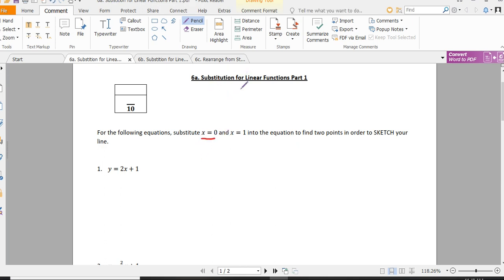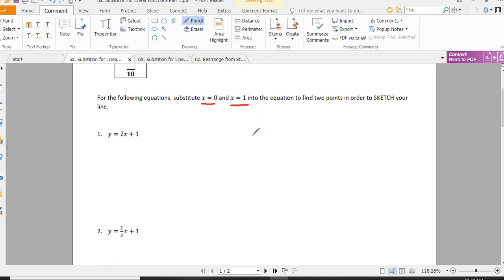So today's topic, substitution for linear functions, part 1. For the following functions, substitute x equals 0 and x equals 1 into the equation to find 2 points in order to sketch our line, okay? Here, it's just to remind you that there are many ways to draw this. The easiest one is the one I showed you already, where you start at the y-intercept and then use your slope to direct you. You can also use a table of values, or 2 points, because realistically, to draw a line, all you need are 2 points. So we're going to find those 2 points.